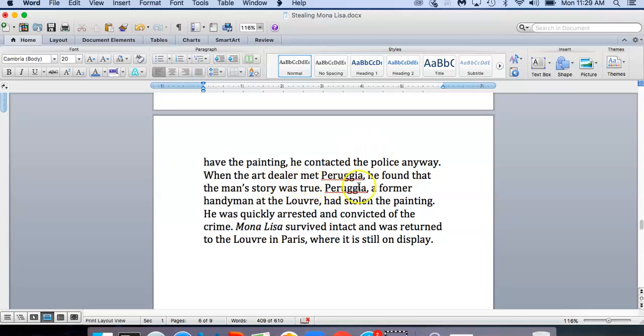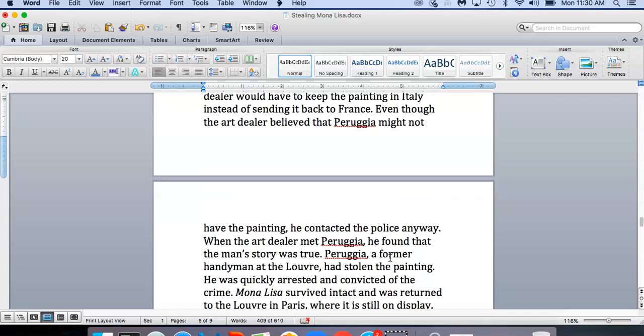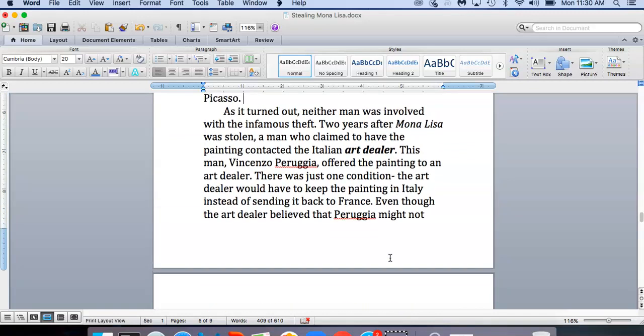When the art dealer met Perugia, he found that the man's story was true. Perugia, a former handyman at the Louvre, had stolen the painting. He was quickly arrested and convicted of the crime. That means they found him guilty, okay? Mona Lisa survived intact, meaning it wasn't destroyed. Everything is in good condition, and was returned to the Louvre in Paris, where it is still on display. Okay, so I'll let you guys think for a couple of minutes what is the main idea of the third paragraph.